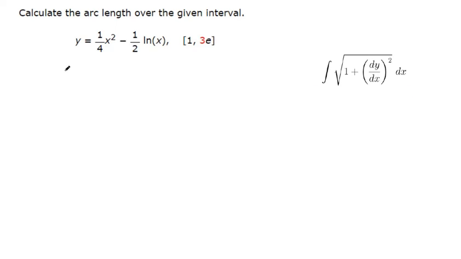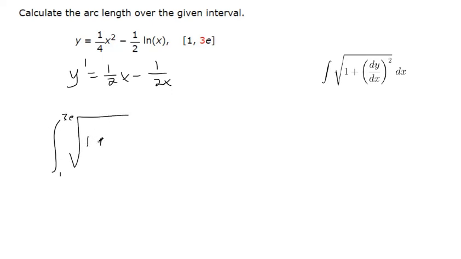So for the length of an interval, we need to know what the derivative of y is with respect to x. So this is 1/2 x minus 1 over 2x, because the derivative of natural log of x is 1 over x. And then we evaluate from 1 to 3e. If we substitute that into the formula, we get kind of a yucky expression at first, but we can clean it up.